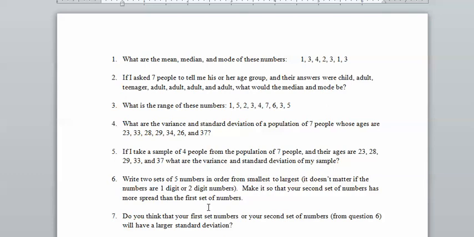You could look back at the PowerPoints where I have one slide that says this set of numbers has the lowest spread, this one has the middle amount of spread, and this one has the highest spread. And just create two examples like the examples you see on that screen.